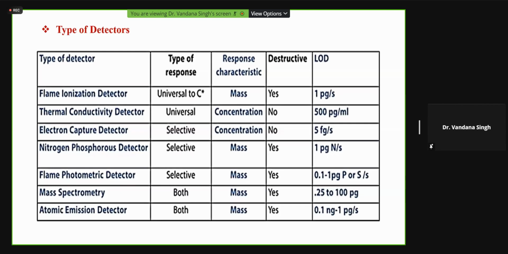So to avoid these artifacts, we have to optimize, as we have discussed, all of these parameters as per our analyte or sample requirement. And for that we have to run a standard along with our sample a few times, and optimize the parameters before the final run.